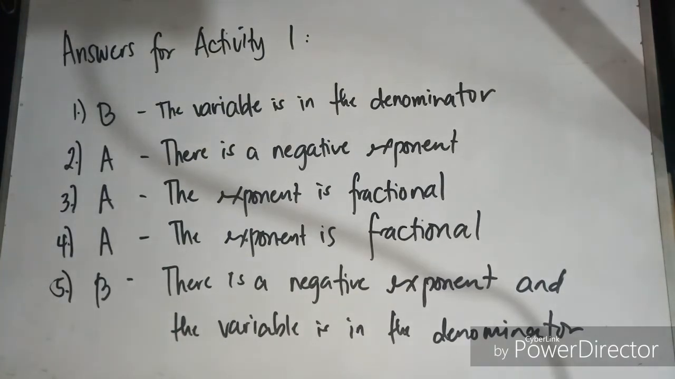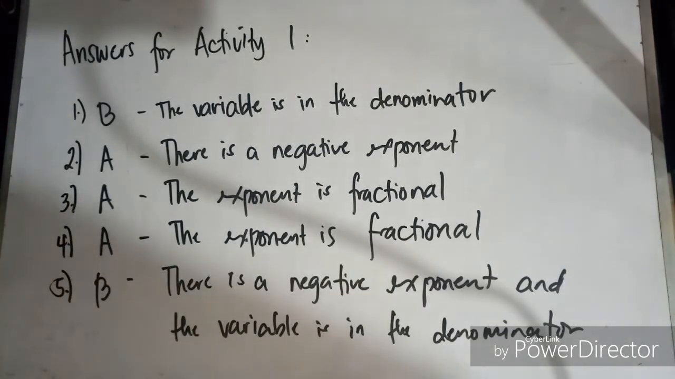Number 4, A. 2x cubed minus 3x to the power of 1/2 plus x minus 4, because the exponent is fractional. Number 5, B. x plus 5 times the negative square of 9x plus 1 all over x minus 4. This is not a polynomial expression because there is a negative exponent and the variable is in the denominator.